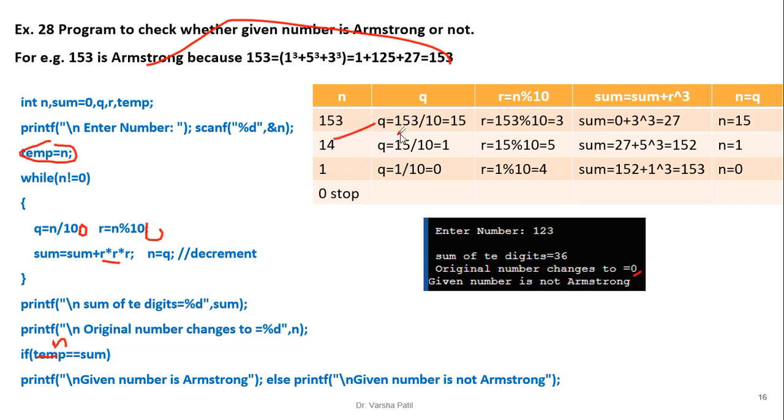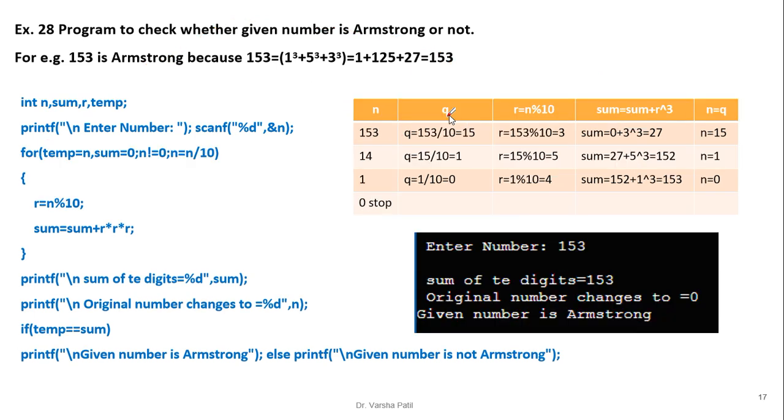Now see, the logic is the same. Here I have just done the program with a for loop. Now here in the for loop you can write temp equal to n, sum equal to 0. This is your initialization. The condition is n is not equal to 0 and the decrement is n equal to n by 10.